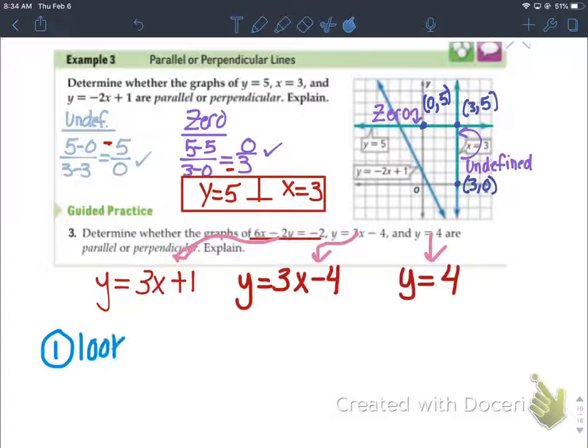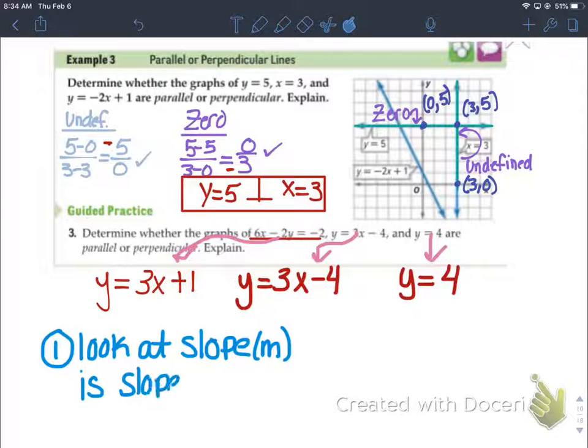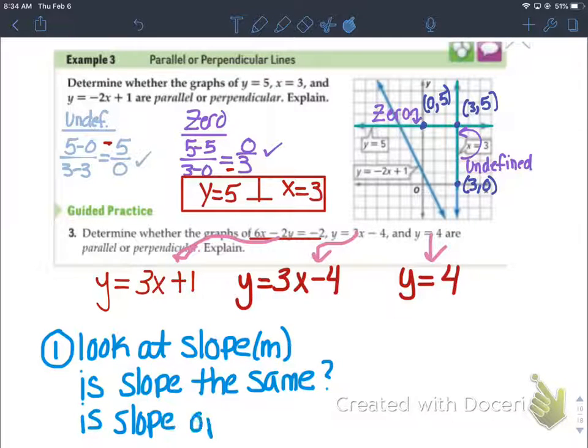We want to know whether the slopes, which is m, are the same, or are they opposite reciprocals, which means that they are going to be perpendicular.